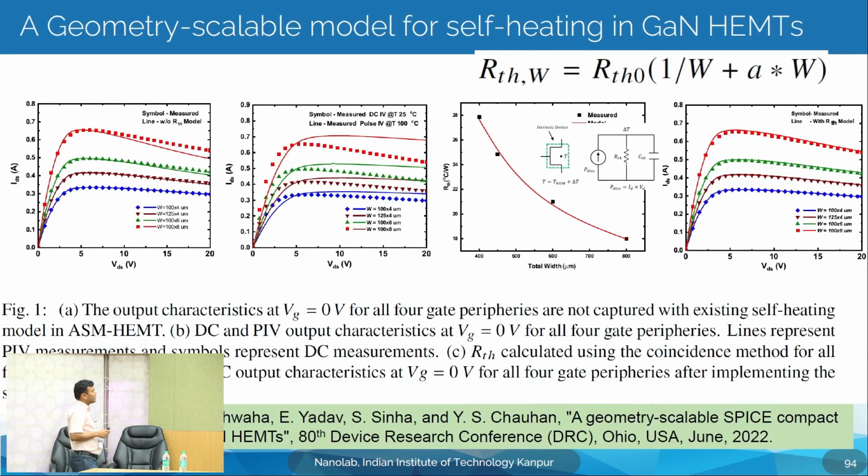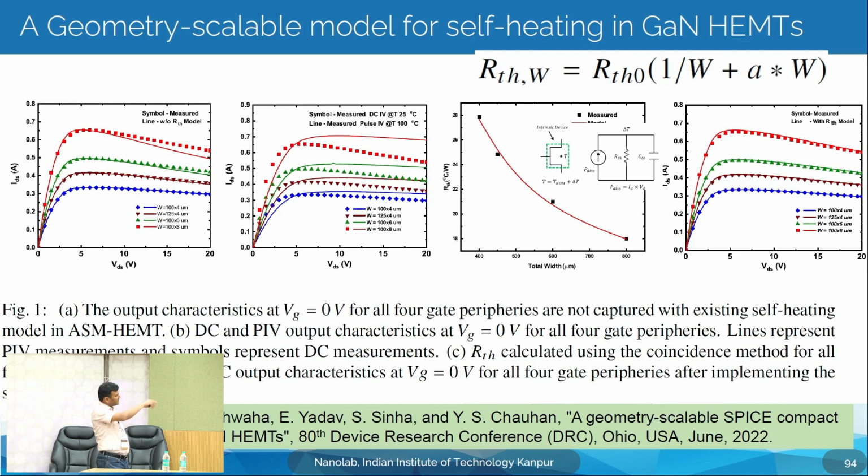Then recently we have also been working on the geometrical scalable self-heating model. So, this is mainly for the self-heating. We are seeing the width dependence, and it is captured using a simple model of inverse dependence on the width. So, you can see that for 4 different widths, we cannot capture that correctly unless we have a scalable model, right. And you can see, again for 4 different widths, the symbol is the data and the line is without the RTH model, right.